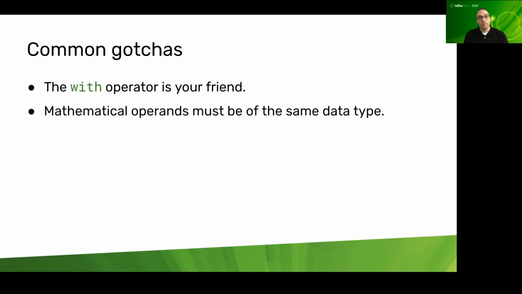Anytime you're doing mathematical operations using map, the two operands, or more, I guess you could have more than two operands, but all the operands must be of the same data type. So you can't multiply an integer by a float, you can't concatenate an integer and a string, etc.